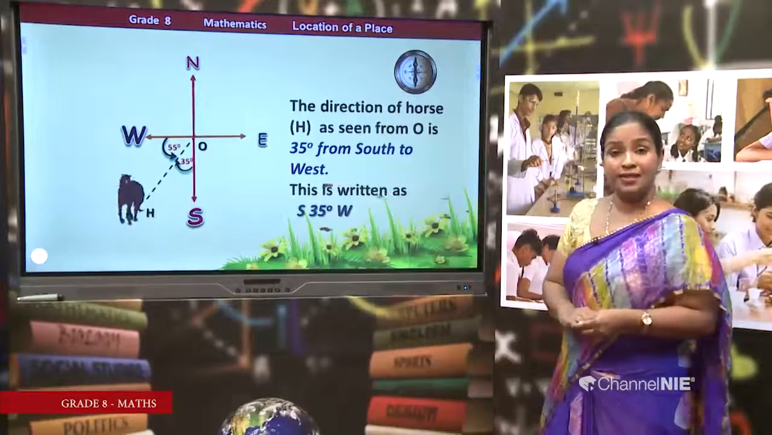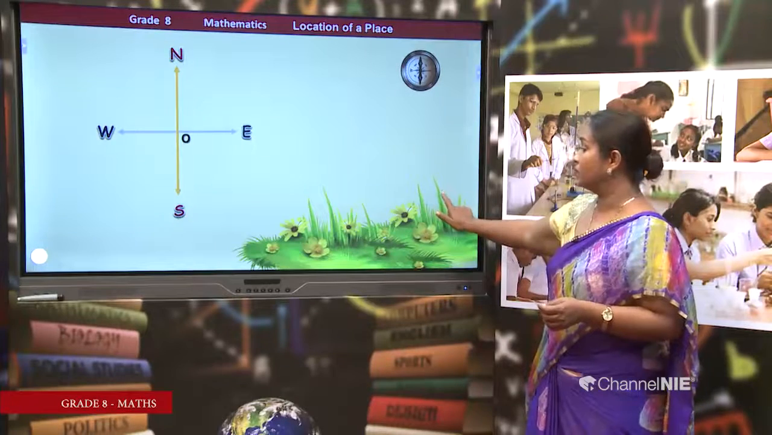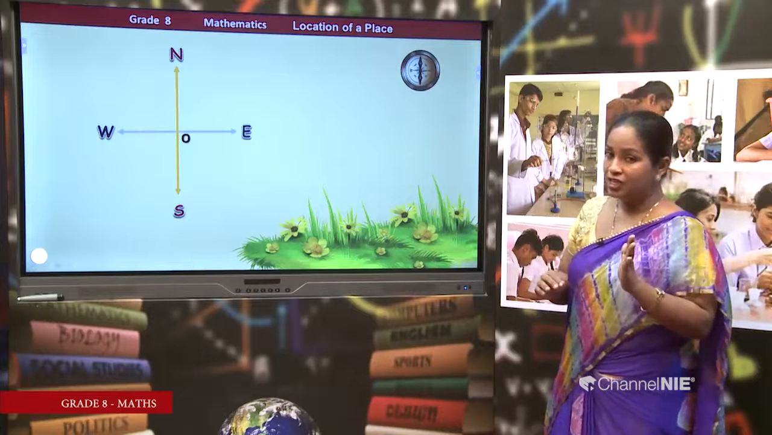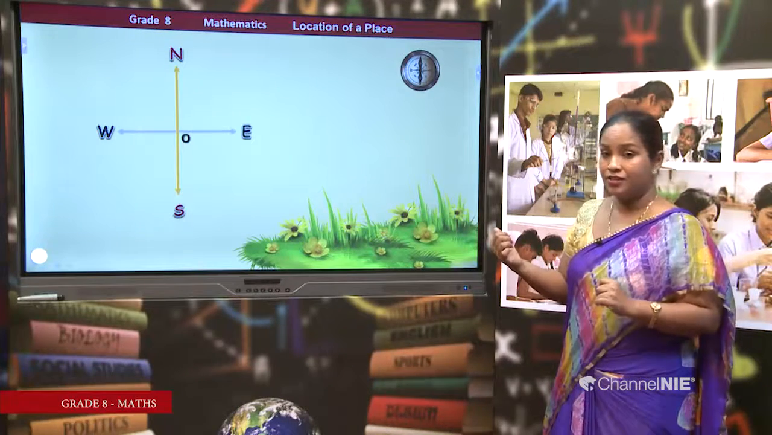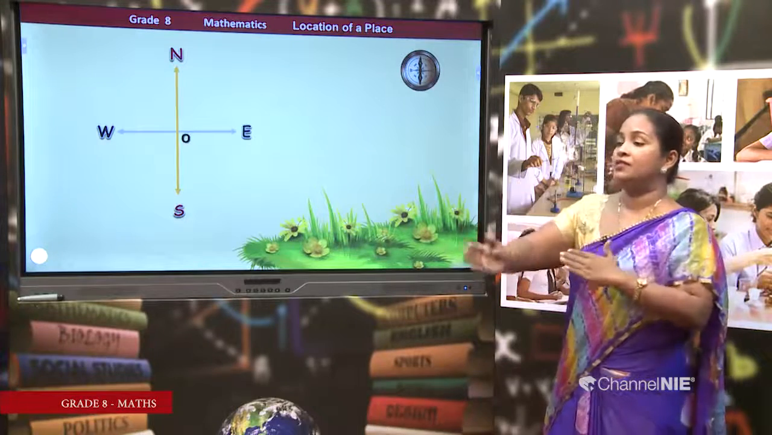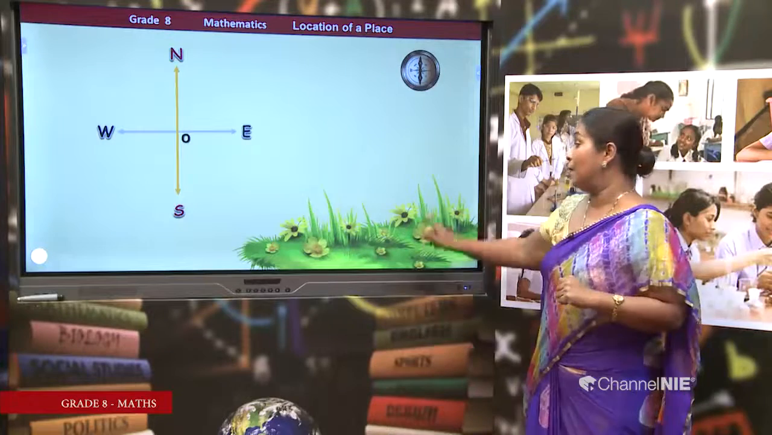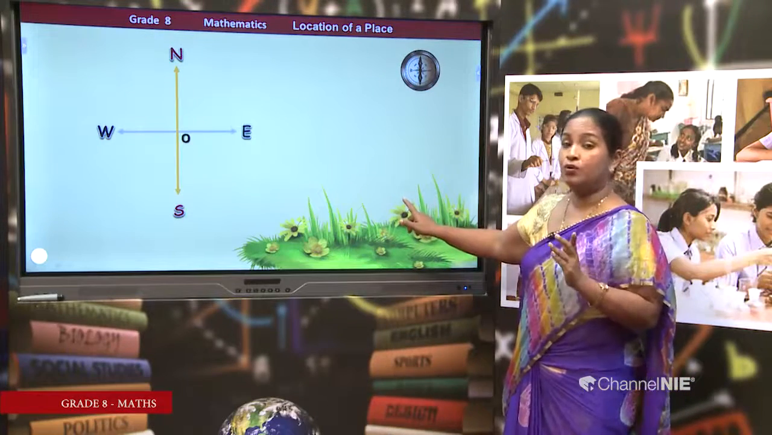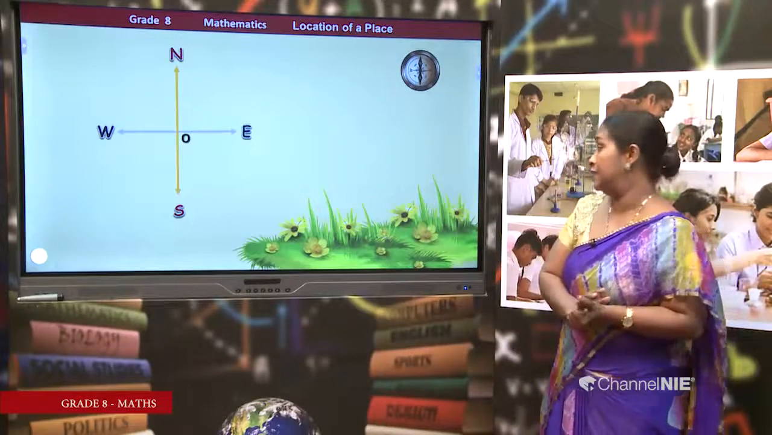We will see another example like this. Earlier, we just mentioned the direction only. Did we mention the distance? No. We know the horse is in this direction. Which direction? Yes, we are going to check with the distance and direction both, the exact position or exact place where the horse is.